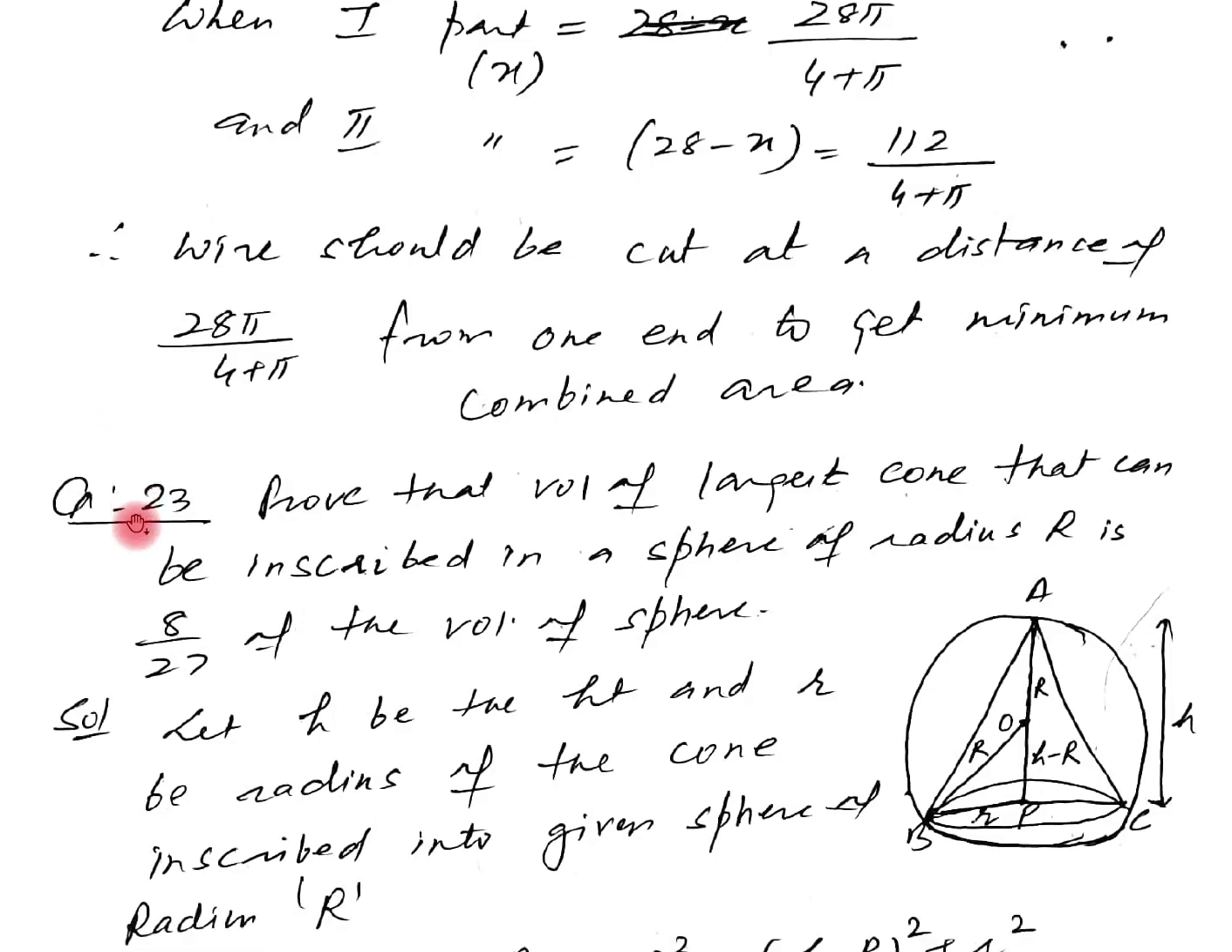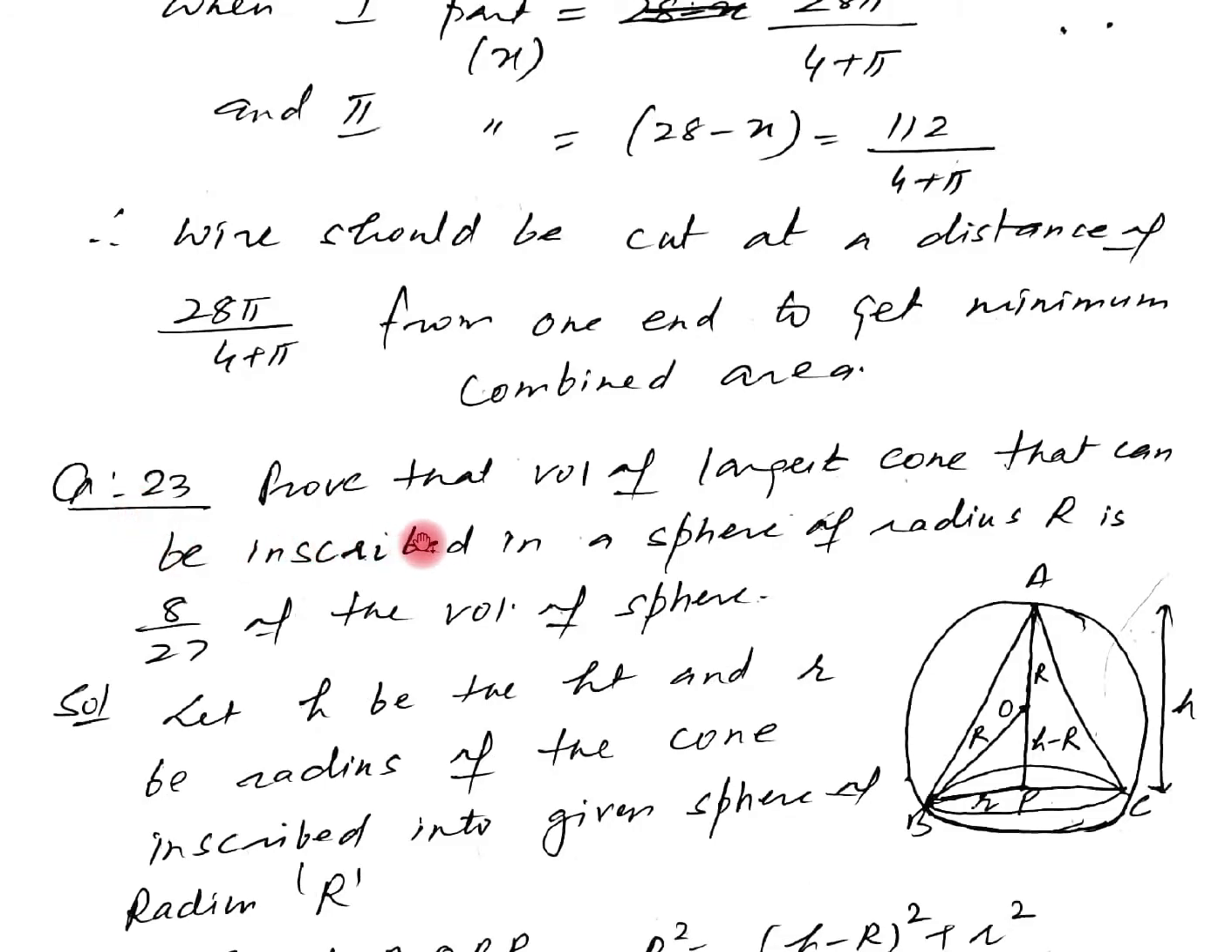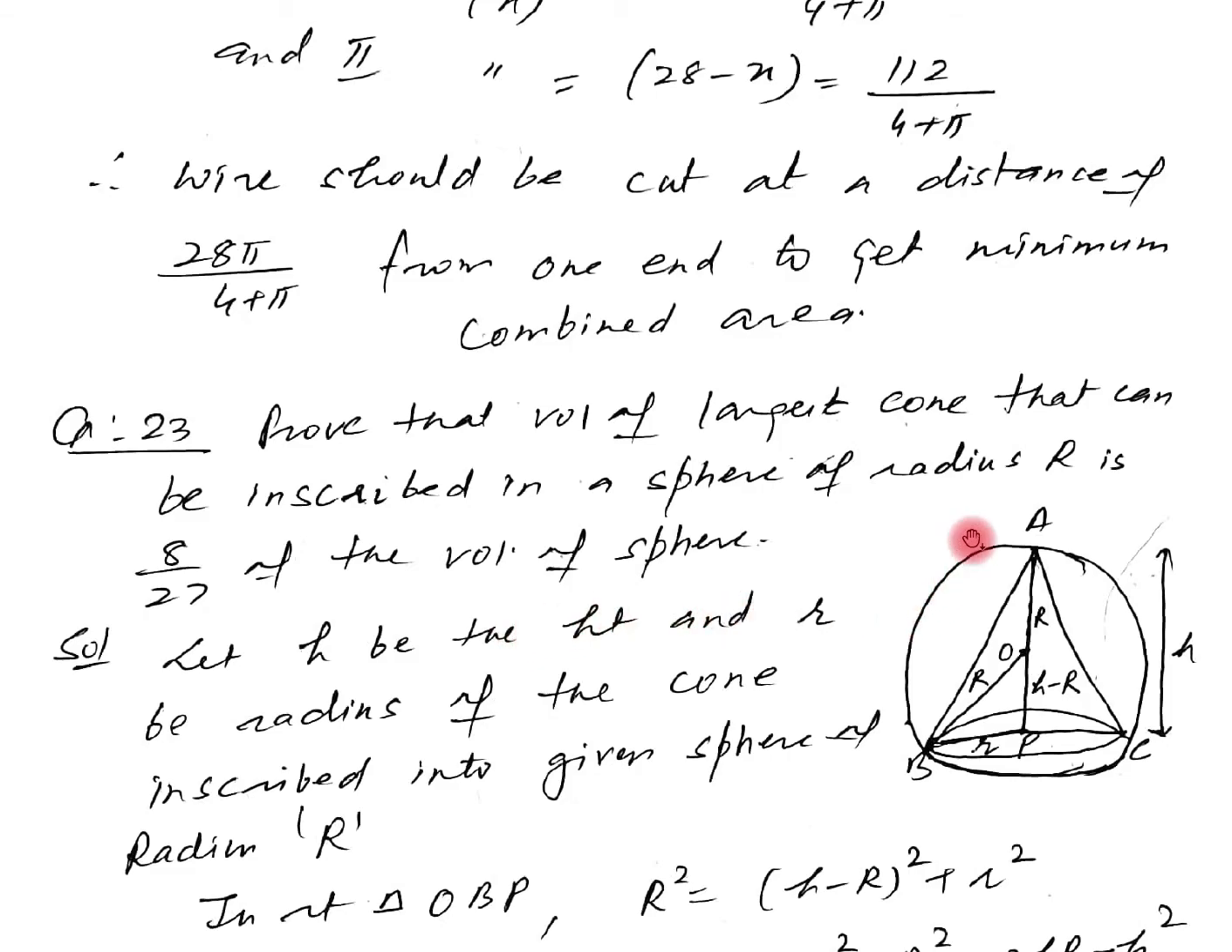Now let us see the next question. Prove that the volume of the largest cone that can be inscribed in a sphere of radius r is 8 by 27 of the volume of the sphere. Now here a sphere of radius r is given, and in this we have inscribed a cone. So let us start. Let h be the height and r be the radius of this cone.